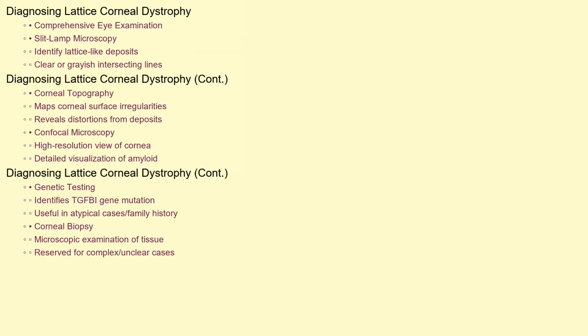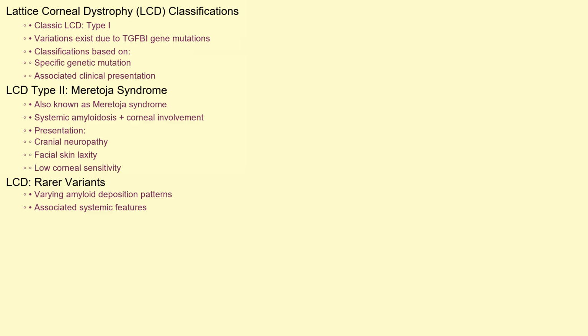Genetic testing can confirm the diagnosis by identifying the specific mutation in the TGF-beta gene. This is especially useful in cases with atypical presentations or when a family history of the disease is present. A corneal biopsy, where a small sample of corneal tissue is removed for microscopic examination, can also be performed to confirm the presence of amyloid deposits. However, this is typically reserved for complex or unclear cases.